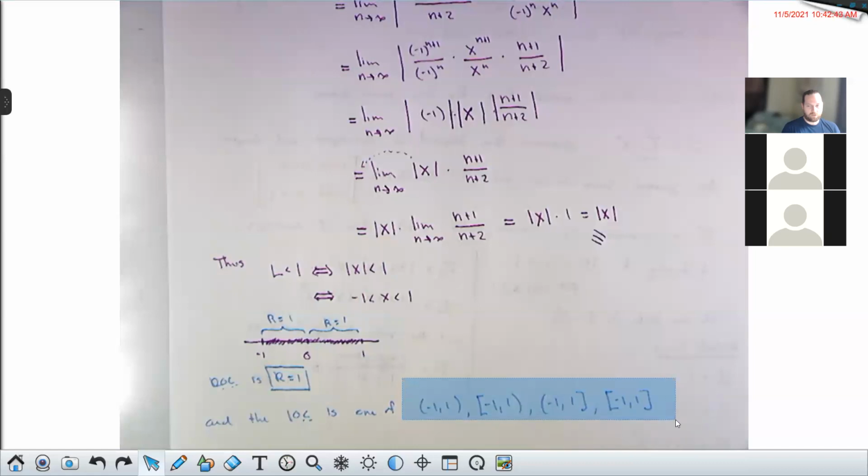What I need to do to decide between these four is to check the endpoints. If my power series diverges when you plug in -1, then I know my interval of convergence cannot contain -1. So, could not be this guy, could not be this guy. If my power series converges when you plug in +1, I know that my interval of convergence must contain the number +1. So it could not be this guy, could not be this guy. And that would mean it has to be this guy. So after you find your radius of convergence, and you know that you have this list of 4 possible intervals, you need to check the endpoints.